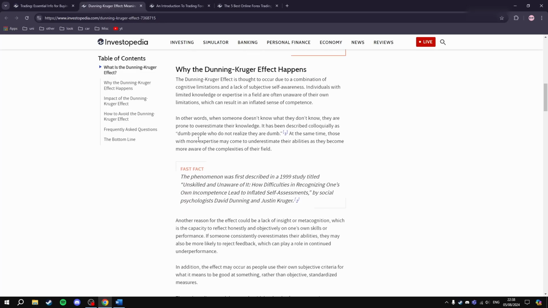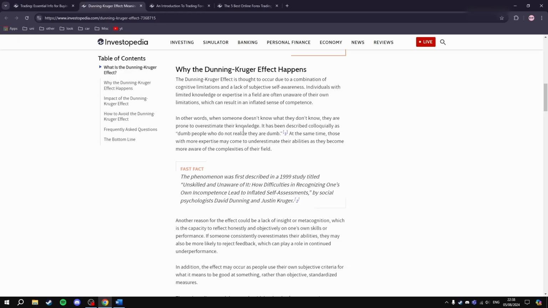Why does the Dunning-Kruger effect happen? The Dunning-Kruger effect is thought to occur due to a combination of cognitive limitations and a lack of subjective self-awareness. Individuals with limited knowledge or expertise in a field are often unaware of their own limitations, which can result in an inflated sense of competence. In other words, when someone doesn't know what they don't know, they are prone to overestimating their knowledge. It has been described colloquially as dumb people who do not realize they are dumb.